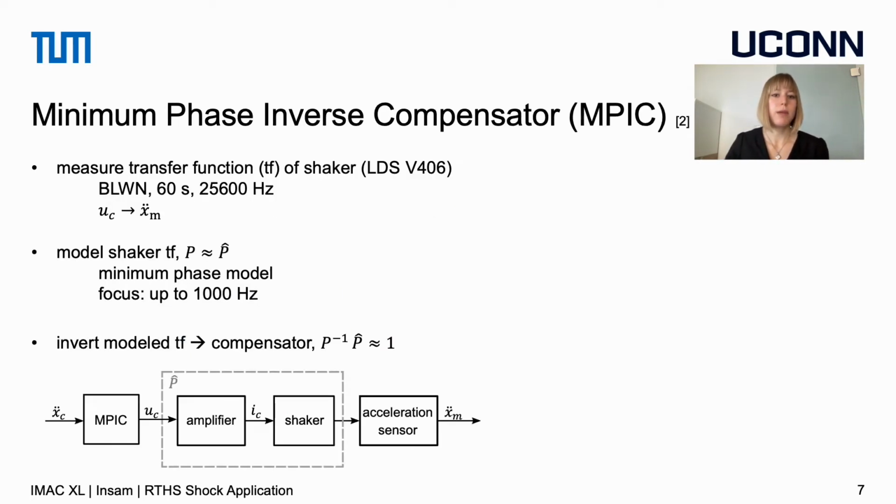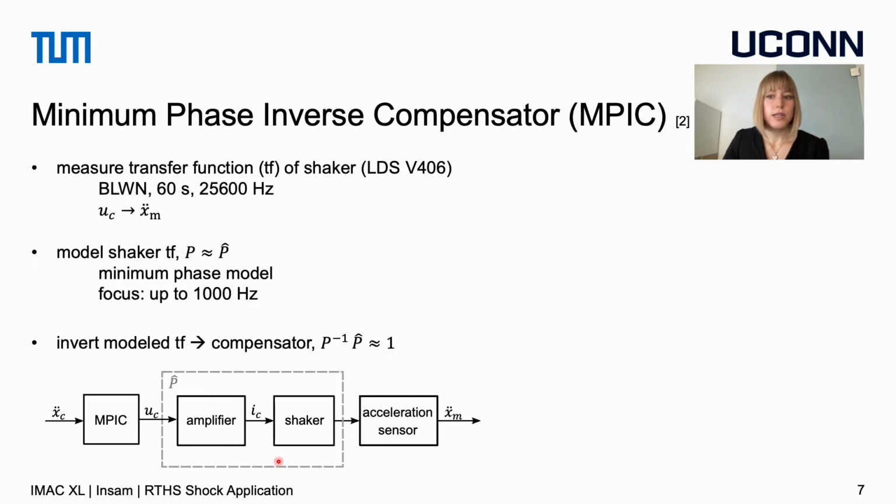First, we started with a minimum phase inverse compensator. This is a kind of feed-forward controller that uses the inverse of a measured transfer function. If the plant is modeled accurately, we can achieve very good tracking performance with this kind of controller. In our case, the plant comprises the amplifier and the electrodynamic shaker. To create this inverse compensator, we have to measure the transfer function.